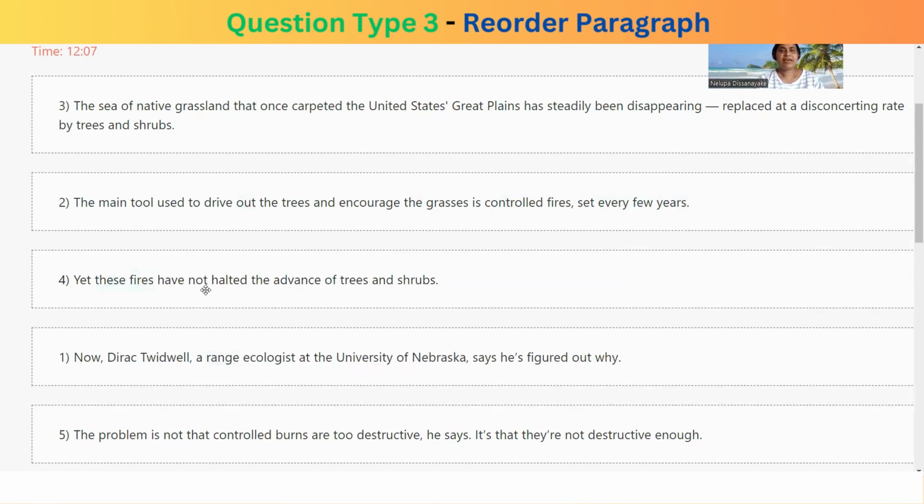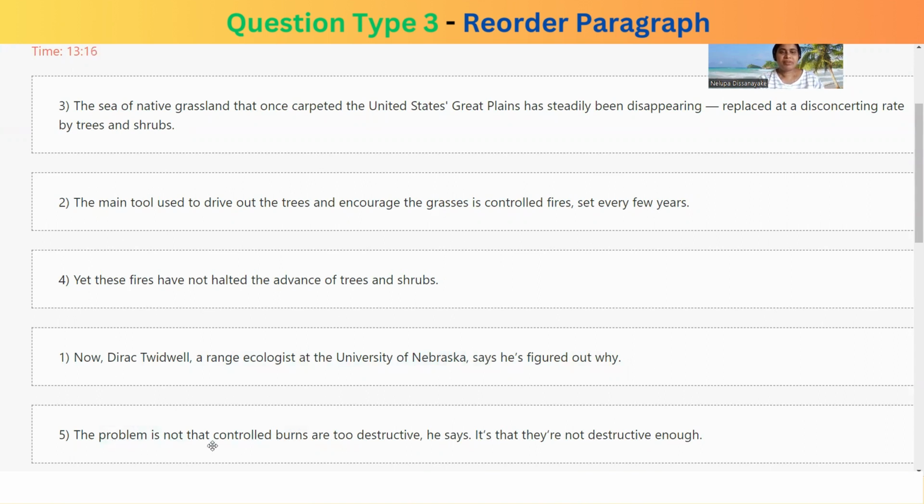These fires have not halted the advance of trees and shrubs. So now, this is not supported for stopping the advance, the growth of the trees and shrubs. This is not helped. And then this person, a range ecologist in this university, has figured out why. Now this says this person has found out what is the reason for this. So actually this can go in here as per the next pair. Now let's see the other sentence also.